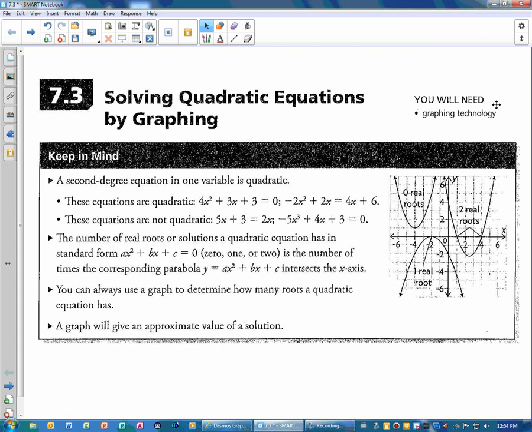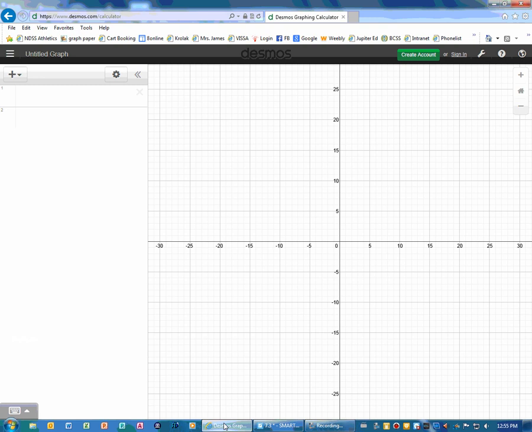Okay, section 7.3 is solving quadratic equations by graphing. And on this one, we're going to use graphing technology. So you do need to know how to graph quadratic equations with graphing technology. You also need to know how to graph quadratic equations by hand. But today you're going to get bailed out because you get to use the online graphing calculator. So remember, I have a link to it on my page.